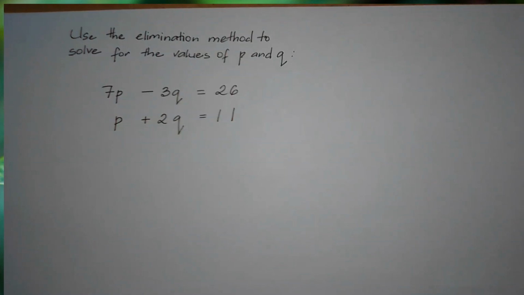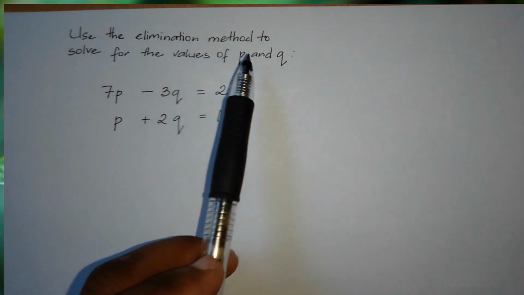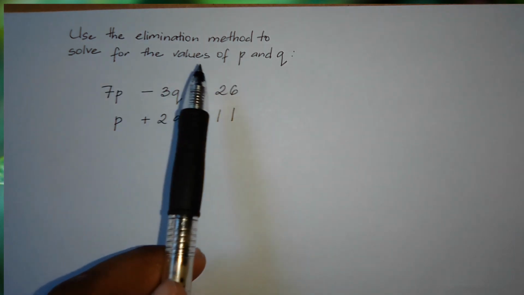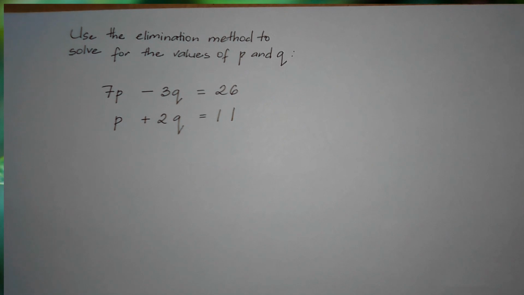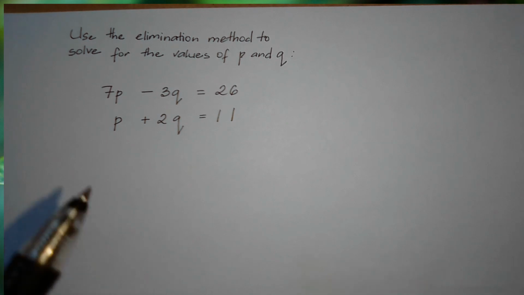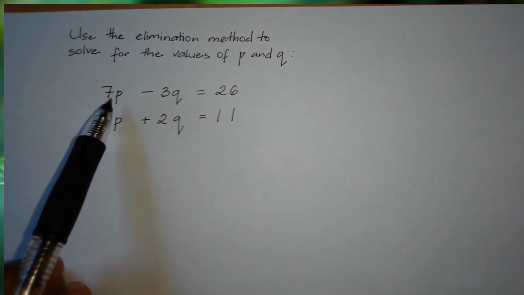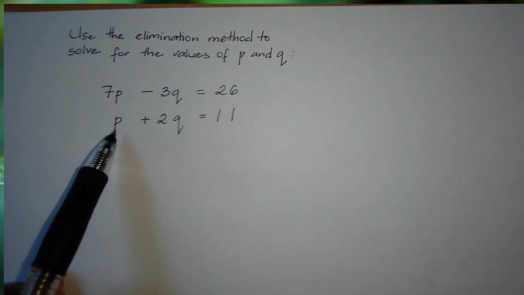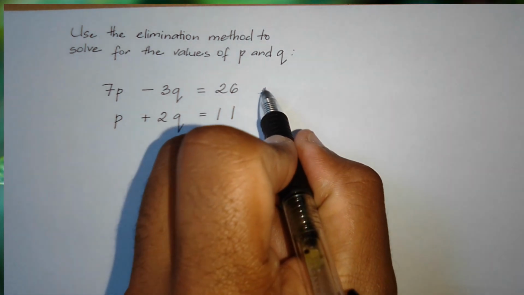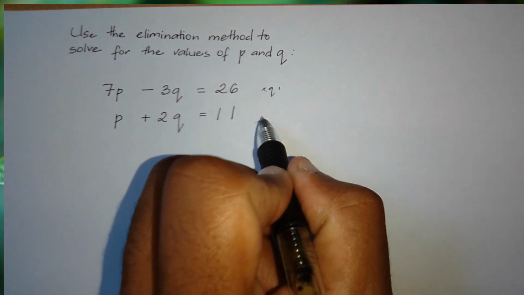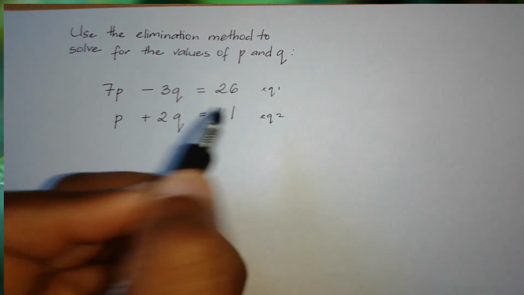So we're going to be using the elimination method to solve for the values of P and Q. We're going to look in the equation to see if there's an easy variable to solve for. If I look at this P, there's a 7 here, and there's no 7 here in this second equation. So I'm going to label the equations equation 1 and equation 2.